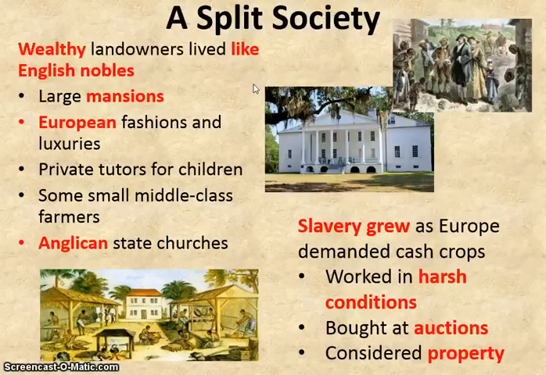Some of them were still small middle-class farmers, and the dominant religion was Anglican, just as it had been in England, and most of the colonies had the Church of England, Anglican Church, as their state church.